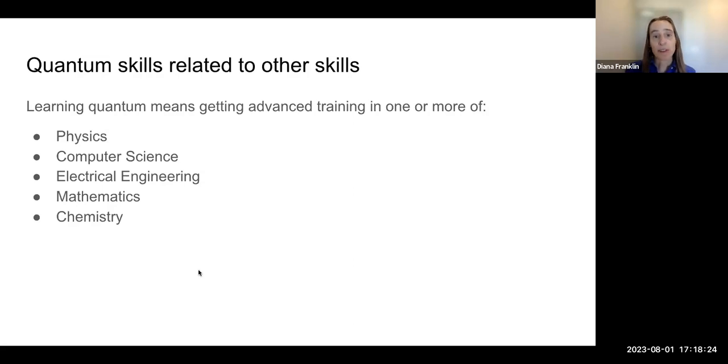And then finally, quantum skills relate to other skills. If you pursue quantum, then you could be doing quantum mechanics, which means you're getting a lot of physics. You could be doing quantum computing, which is on top of computer science, which means you understand computer science and a little bit of physics. And it also involves electrical engineering, mathematics, or chemistry. So depending on what area of quantum you were to go into, you would become an expert in one or two or more of these fields. And so even if you didn't decide to continue in quantum, you would have these great skills that could be applied to other jobs.